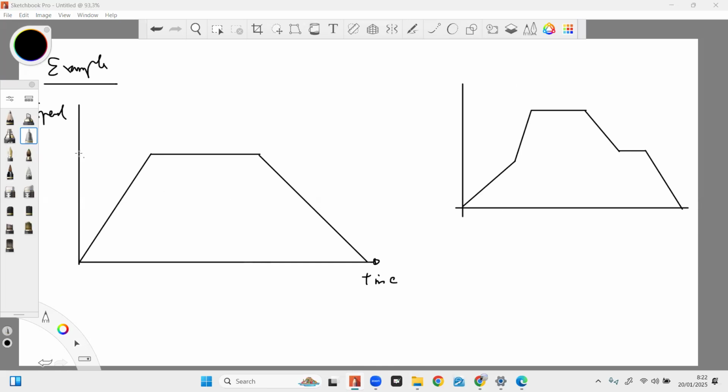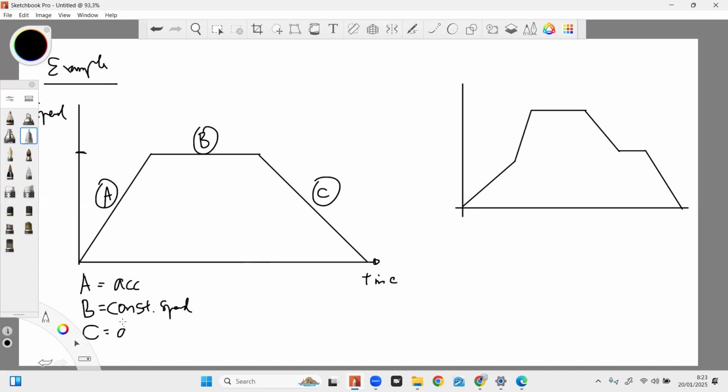But perhaps we need to understand what this graph tells you. Let's say this is journey A, journey B, journey C. From what I said previously, I want you to explain what happened to A. Technically, mathematically speaking, A is acceleration, B is uniform speed or constant speed, that's right, constant speed. How about C? Deceleration.